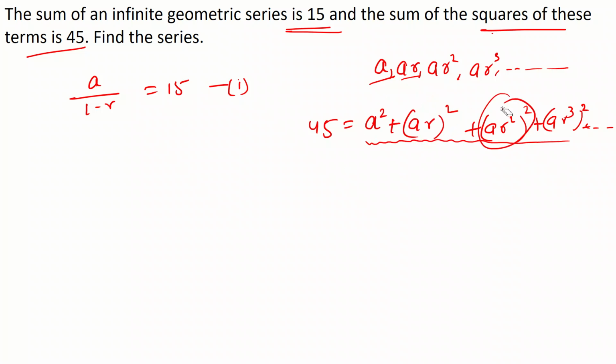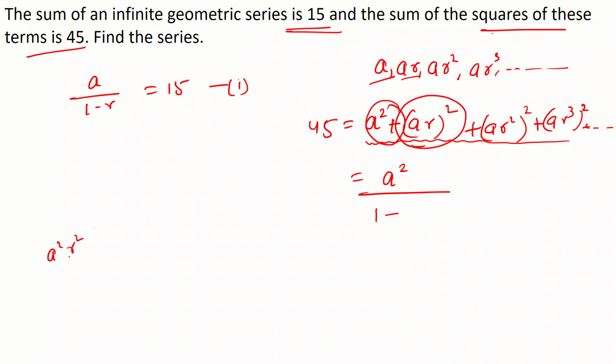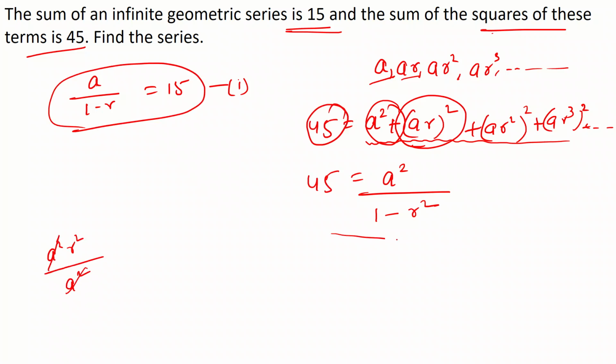So this again is an infinite GP with my first term equal to a square and common ratio, which is this divided by this. So let's quickly find out. A square r square divided by a square gives me r square as my common ratio. So this is the sum, which is equal to 45. So I have got two equations. One is equation number 1, a by 1 minus r is equal to 15, and this second equation, a square by 1 minus r square is equal to 45.